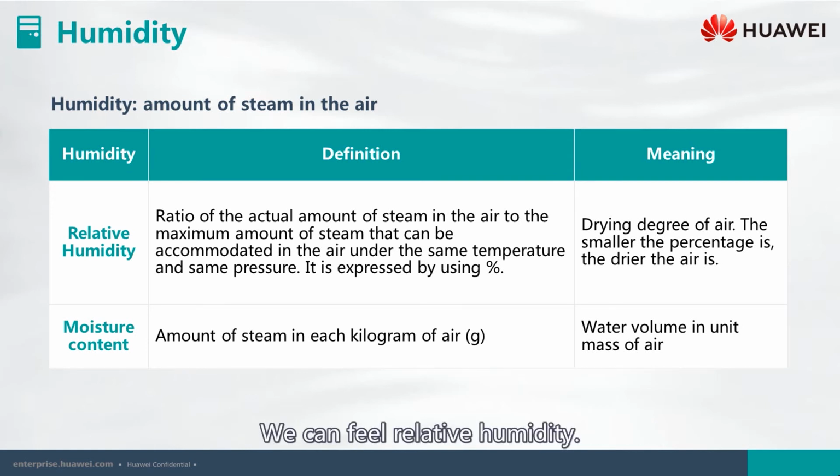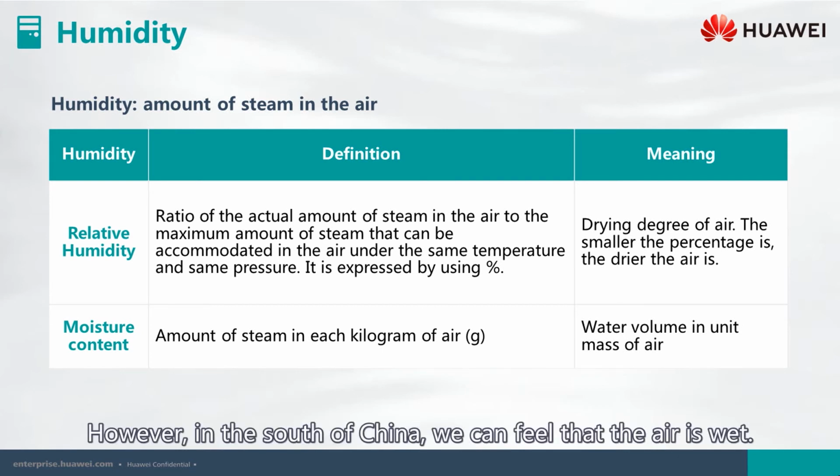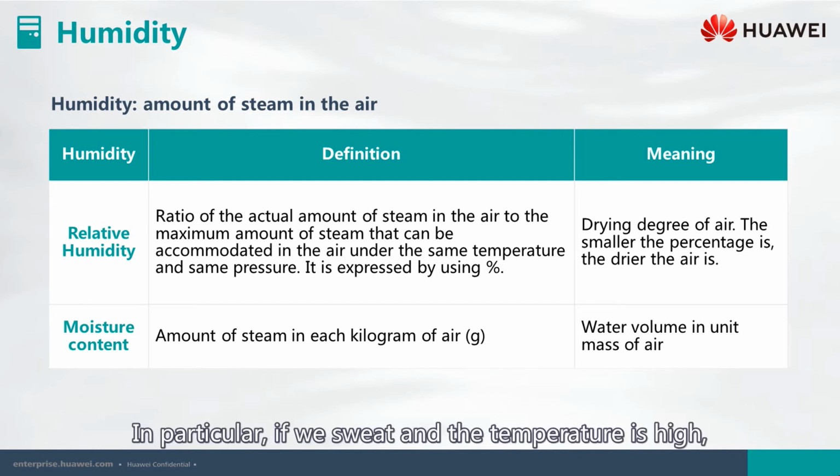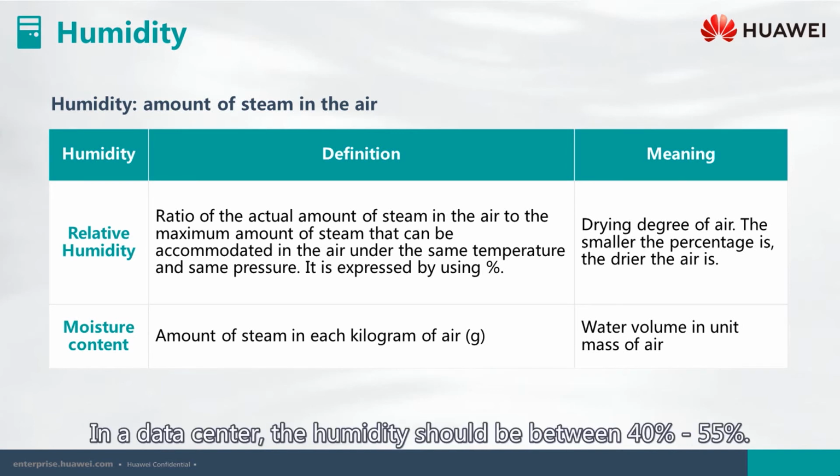We can feel relative humidity. In northern China, we can feel that the air is dry with low humidity. However, in the south of China, we can feel that the air is wet. In particular, if we sweat and the temperature is high, we feel uncomfortable. In a data center, the humidity should be between 40% to 50%.